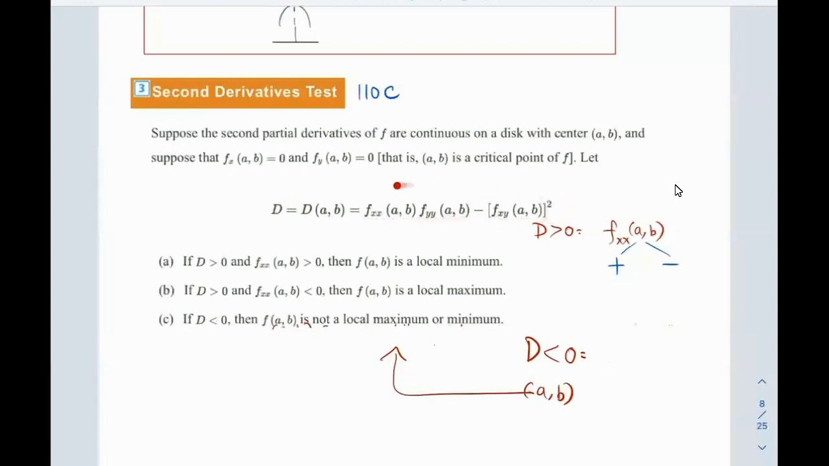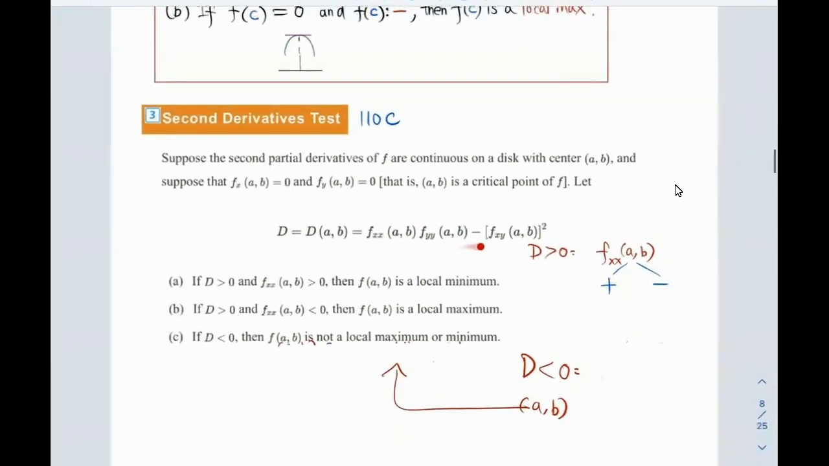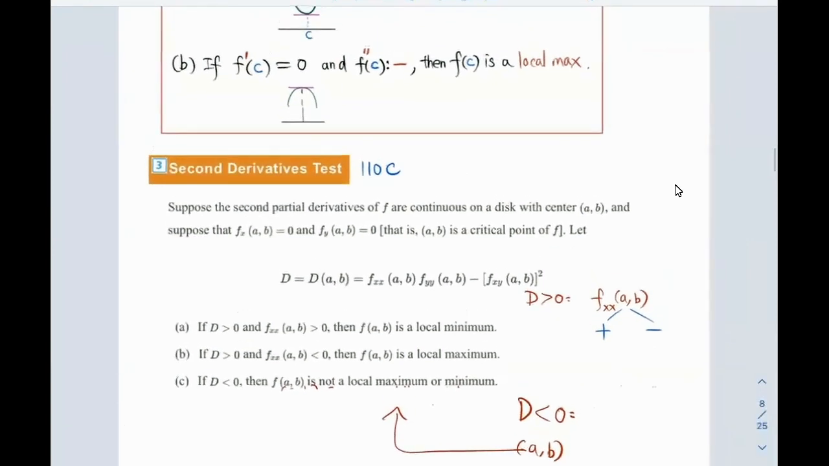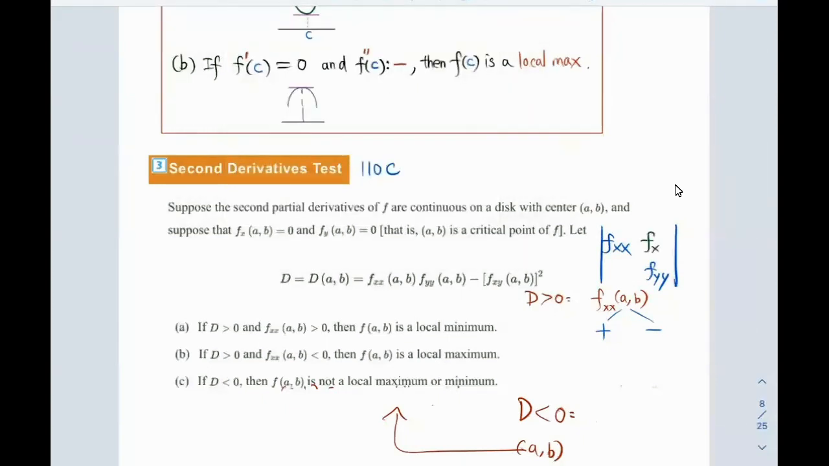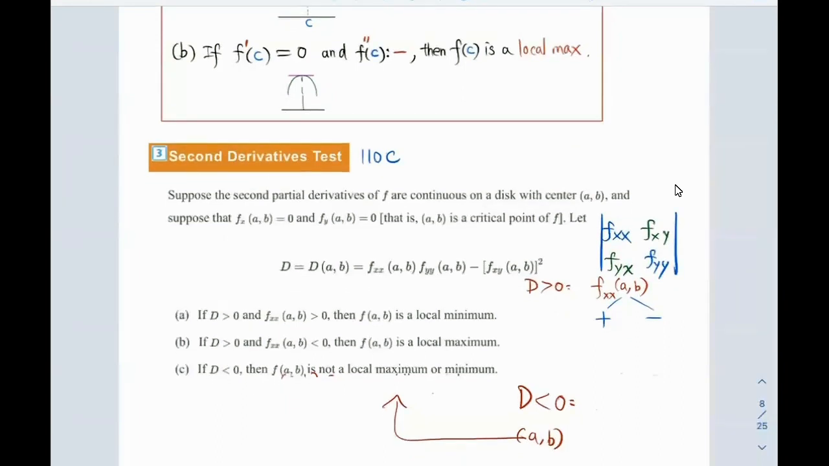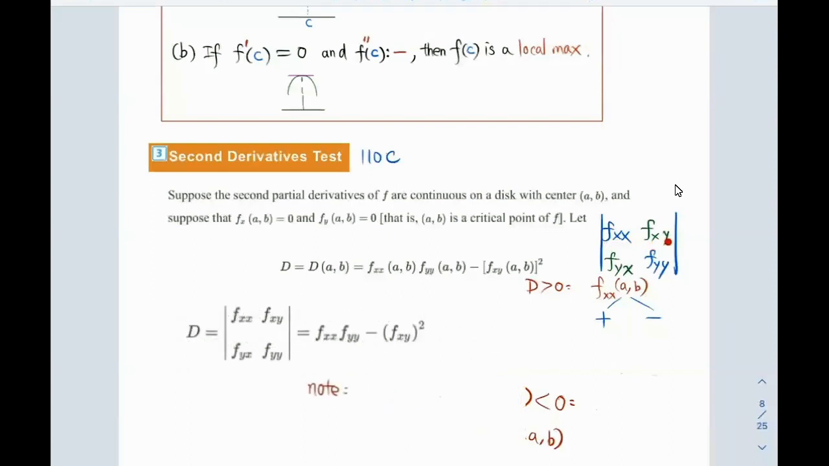How is this D defined? It's defined this way. Now you might think it's a really long expression, but one way to remember it is the determinant. So you have fxx times fyy, subtracting fxy and fyx. What do they mean? This means partial derivative with respect to x, and then with respect to x again, a second order partial derivative. This is a second order partial derivative first with respect to x, then with respect to y, etc.